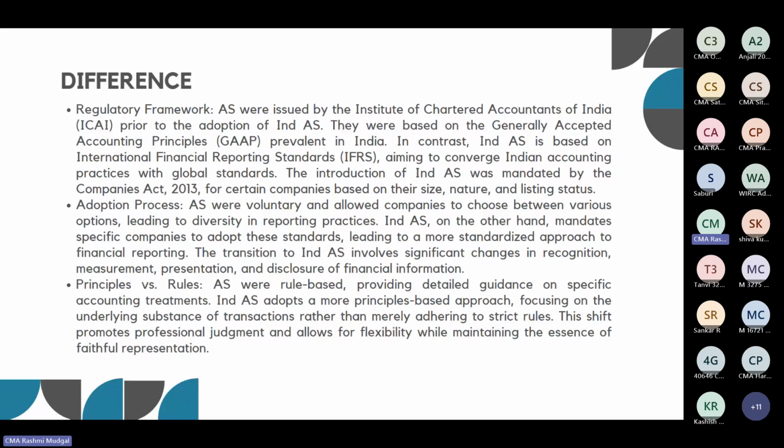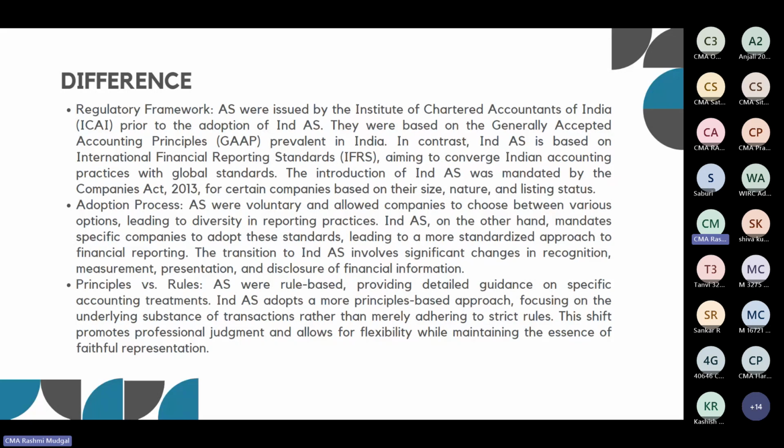We wanted our accounting to be understandable by the person who is living in UK also. So we are standardizing all the accounting with the international standard. The introduction of Ind AS was mandated by the Companies Act 2013 for certain companies based on the size, nature, and listing status. So, if you are a public company, you have to go with the Ind AS. But if you are a private limited company, you have to reach certain net worth and certain turnover to come into the ambit of Ind AS.